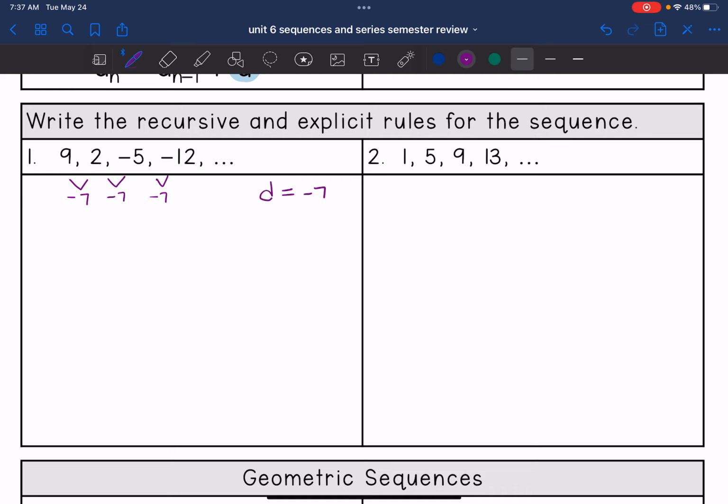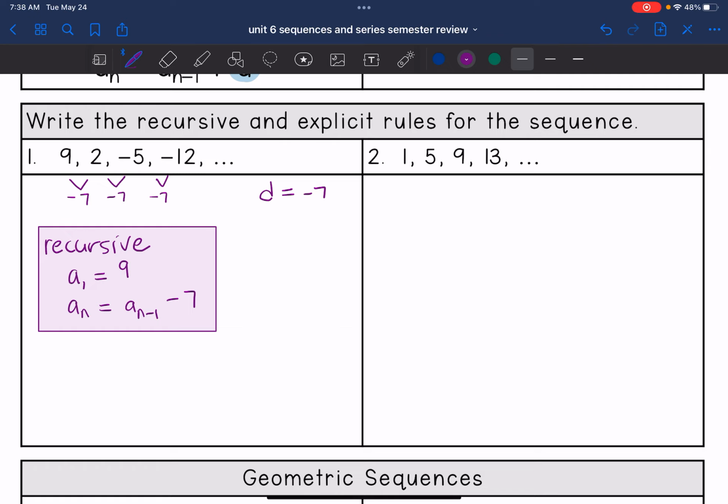So for our recursive rule, you start off by stating the first term, which in this one was 9, and then A sub n equals A sub n minus 1, and then the pattern was that you subtract 7 every single time. So that right there is the recursive rule.